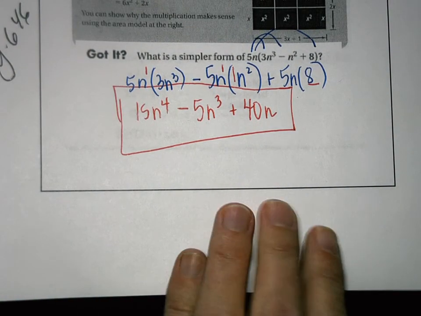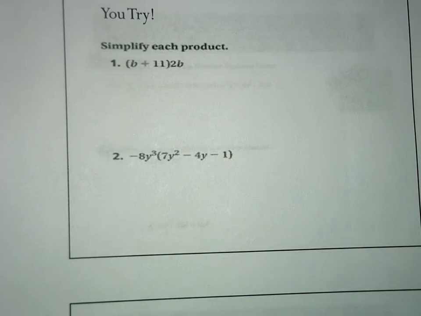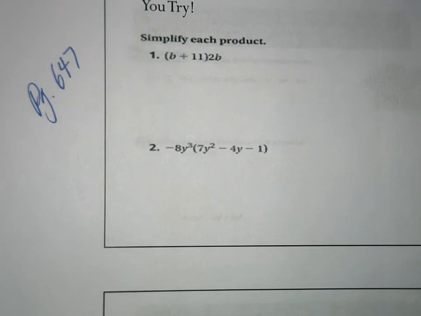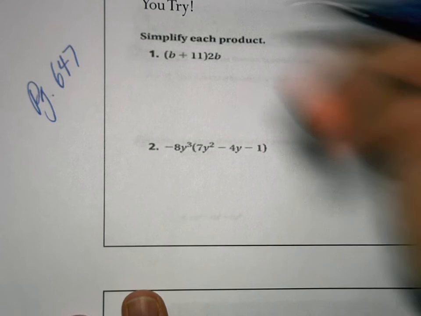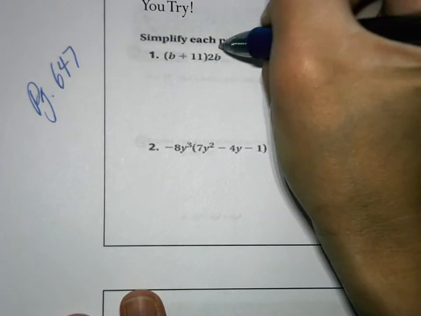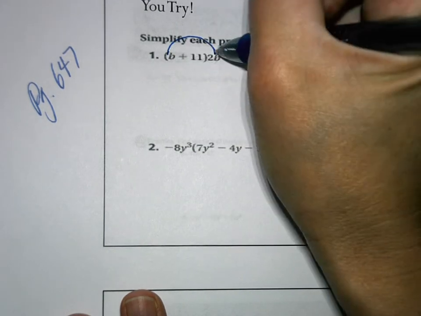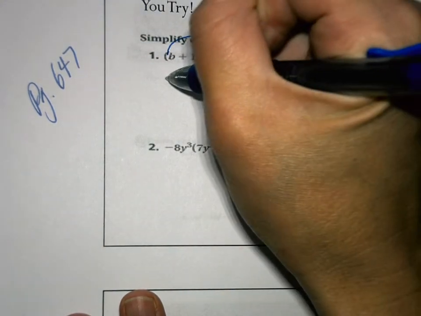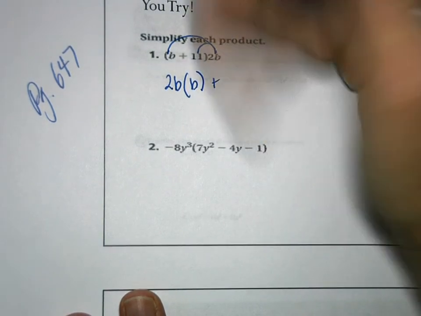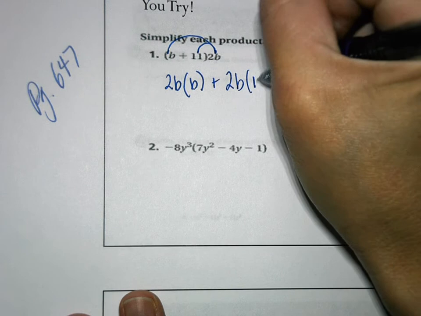Okay, let's move on to page 647 now. On page 647, we'll go ahead and do one more together, and then I'll have you try number 2 on your own. Even though this is written on the opposite side, it's still the same thing. We're just taking this 2b and multiplying it to everything in the parentheses. So I'd write this as 2b times b, and we have a plus sign. And next we have 2b times 11.